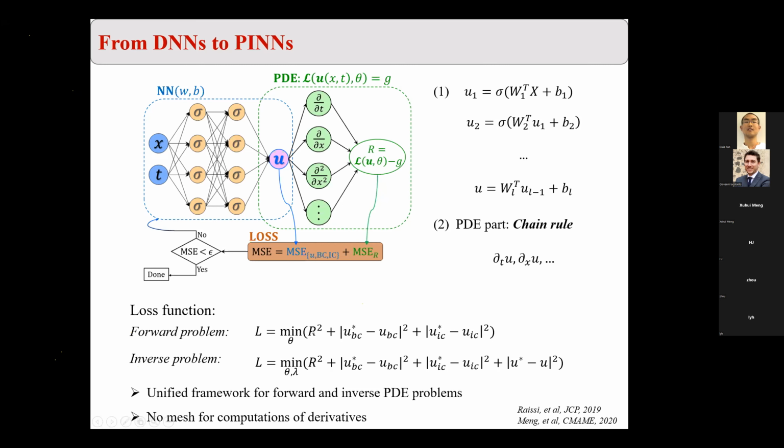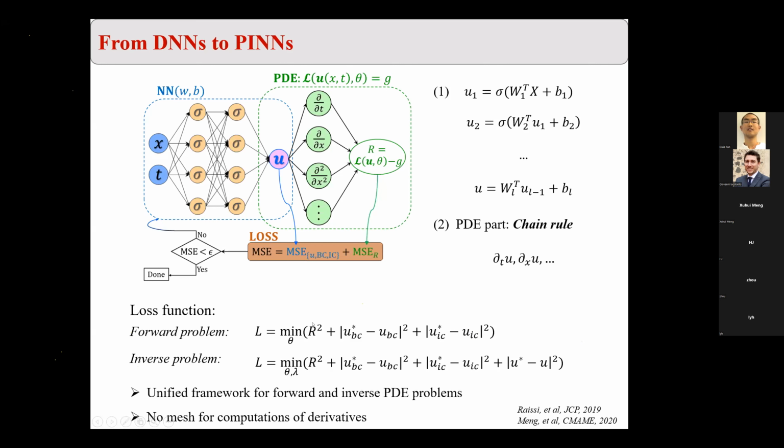The first term is the residual of the differential equation, and the second term is the mismatch between the prediction of the neural network and the given measurements for the boundary condition. And the last term is the mismatch between the prediction of the neural network and the given measurements on the initial condition.